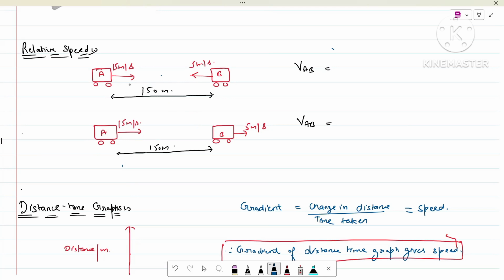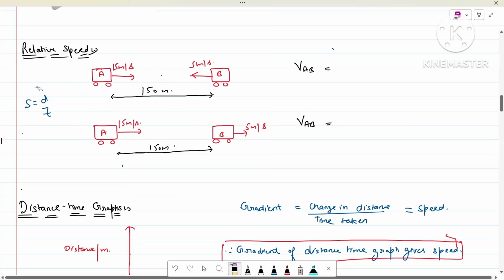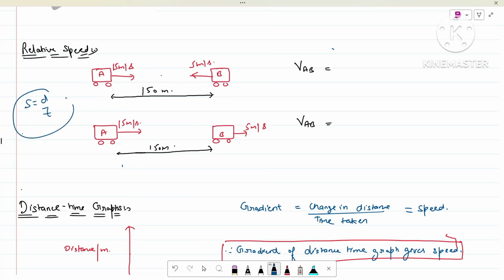If I ask you in which case the cars will meet early, you will say in the first case the cars will meet early. The distance covered is the same but the time taken is less, and speed is defined as distance by time taken. If the distance is the same and the time taken is less, what does that mean? That the speed in the first case is more. We can see the magnitudes are the same, but then how is the speed more? Here the concept of relative speed comes in. Whenever two objects are moving in opposite directions, their speeds are added.